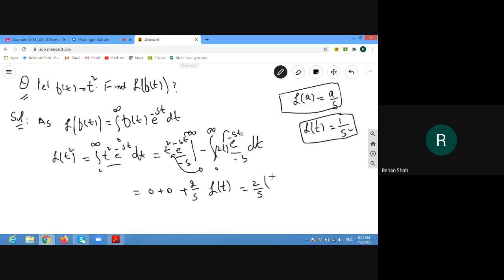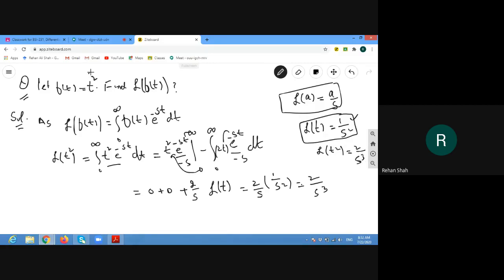But what is Laplace of t? Now you have derived the formula for Laplace of t, which is 1 over s square. So this will give you 2 by s cube. So write this formula: Laplace of t square is now 2 by s square. Sorry, 2 by s cube.